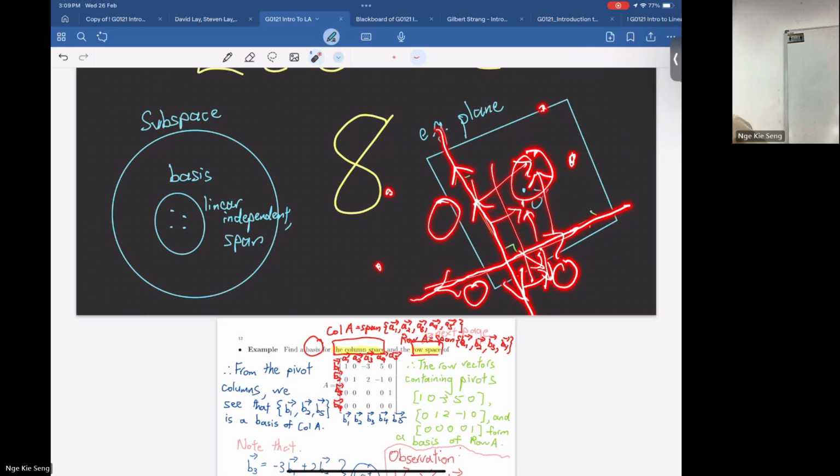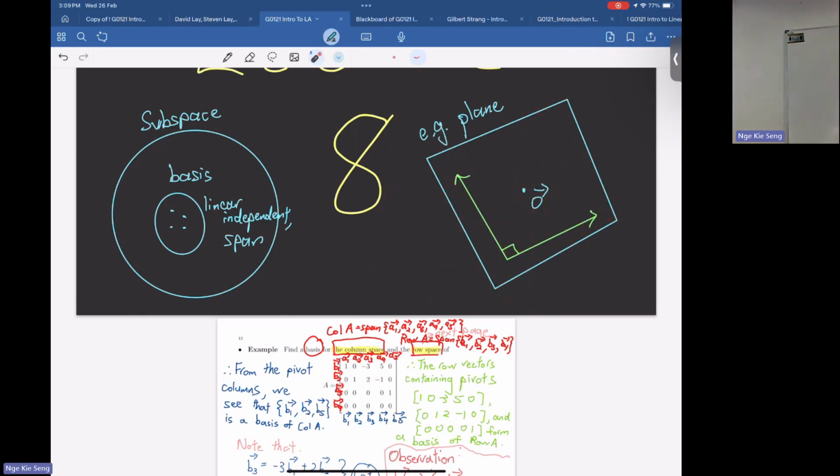So this is two-dimensional. You can draw two-dimensional and three-dimensional, but four-dimensional you cannot draw already. So if we look at the span of four linearly independent vectors, you can't really draw it. Three-dimensional, two-dimensional, one-dimensional, you can still see the line, plane, or a cube, maybe. Okay.